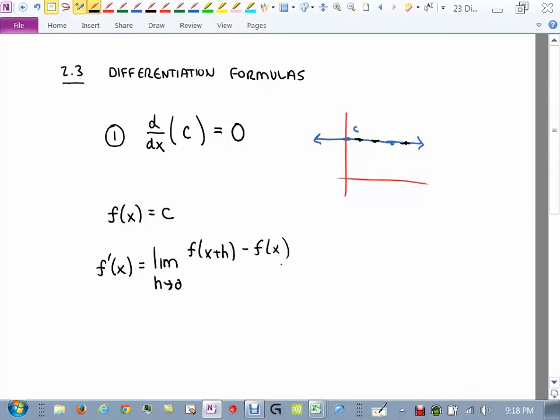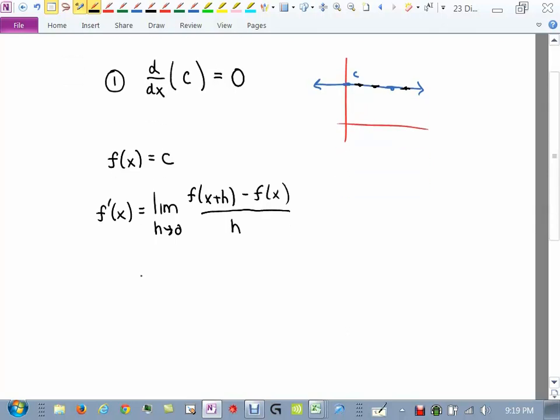But as h goes to 0, what is the function's value at x plus h? Well, it doesn't matter because that function spits out c all the time, minus the function's value at x, but that doesn't matter because it always spits out c, all divided by h. And now what we get is c minus c is 0. Now, we're not saying it's approaching 0, we're saying it is 0, and therefore the limit as h approaches 0 of 0 over some very small number will be 0.